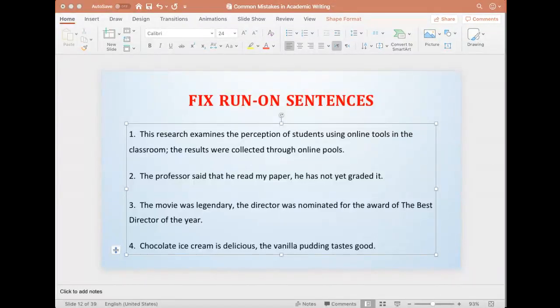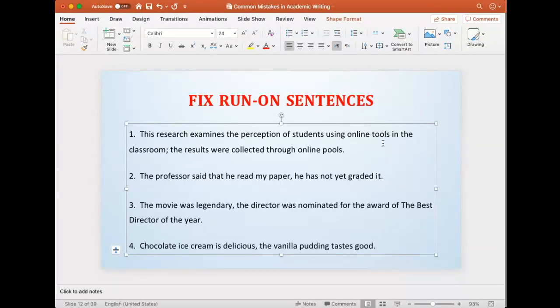Okay. This research examines the perception of students using online tools. Yes, exactly. In the classroom, the results were collected through online tools. So you said that we should put a semicolon here. Nope. Online tools. So this is interesting.